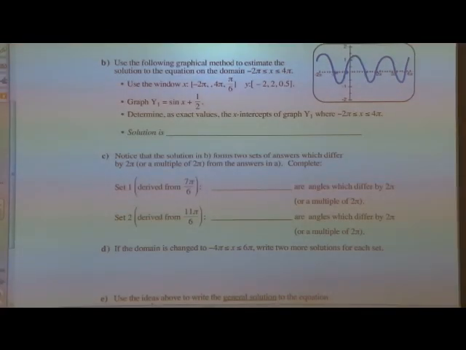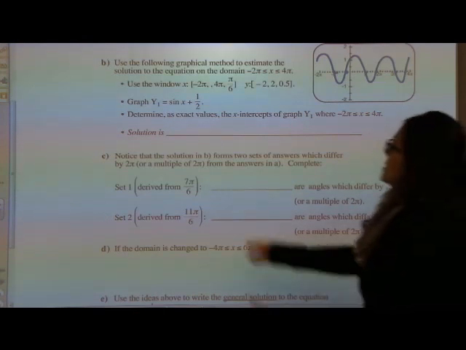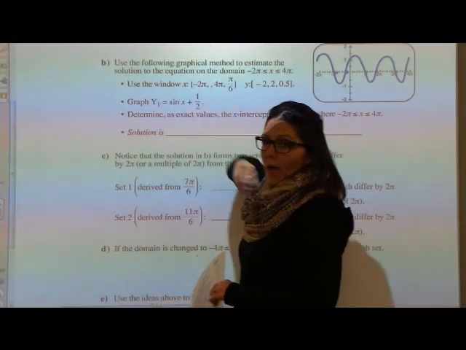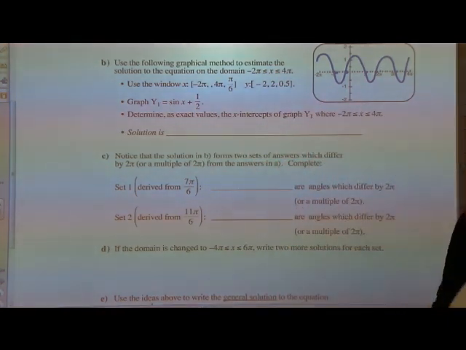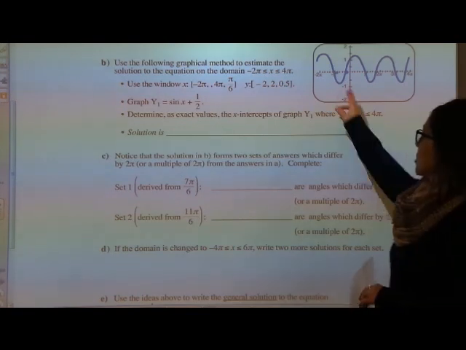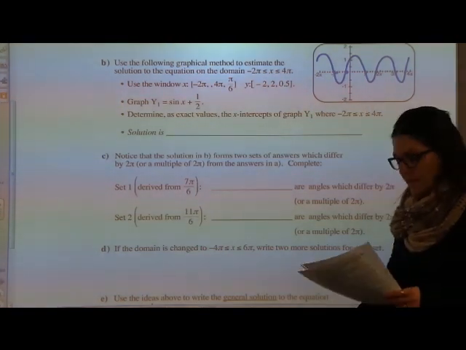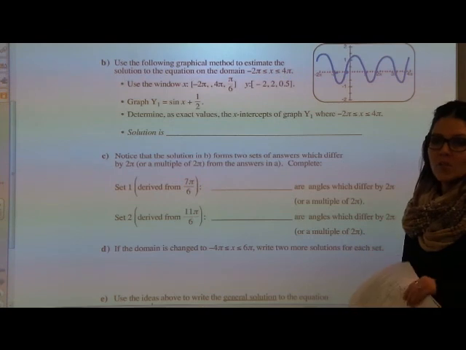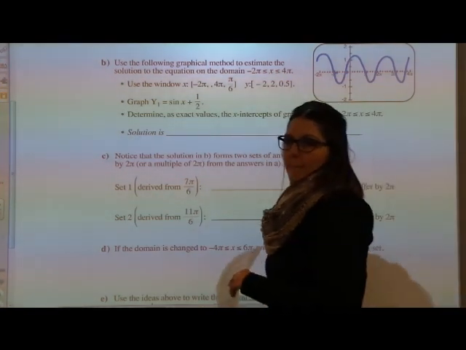Okay. So yesterday we left off with looking at the sine x equals negative 1/2 equation. So we made it into the equation of sine x plus 1/2. We looked at a domain from 0 to 2 pi, and then what I left you with was exploring the domain from negative 2 pi to 4 pi, and determining the x-intercepts as exact values. So what did you get for exact values?